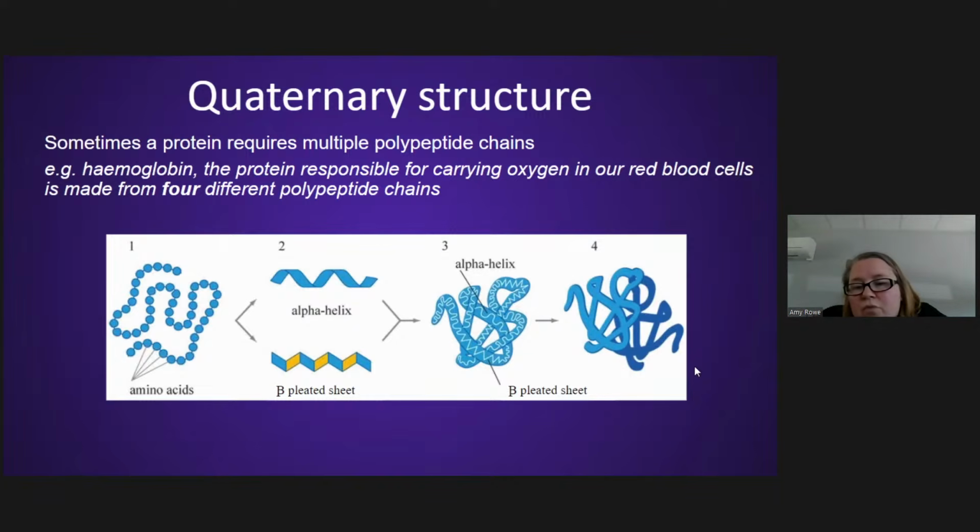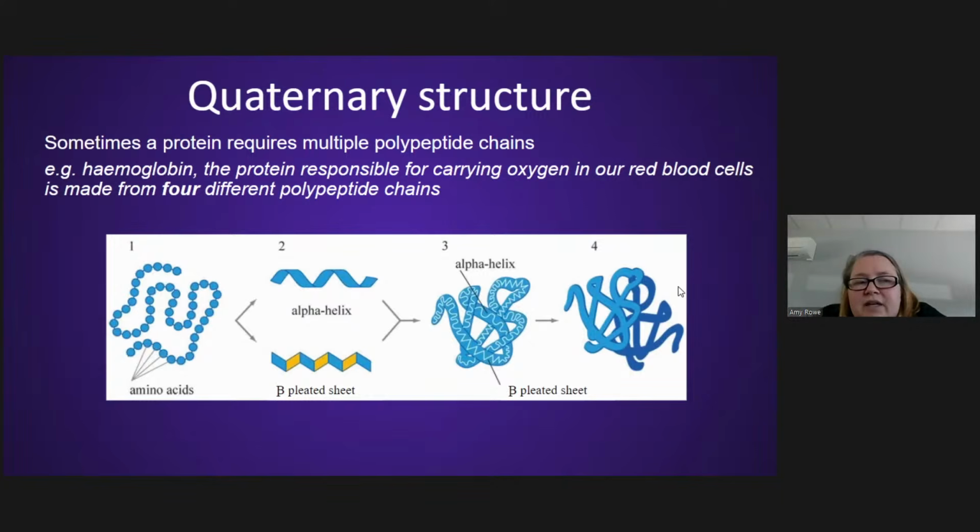is not found in all proteins, but sometimes a protein might need to be made up of several different polypeptide chains, or several different proteins in our tertiary structure. When it requires several different proteins, they are then threaded together and bound together into our quaternary structure. So this would be made up of two different tertiary structures in this case.